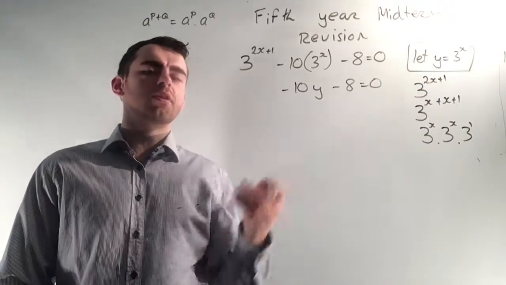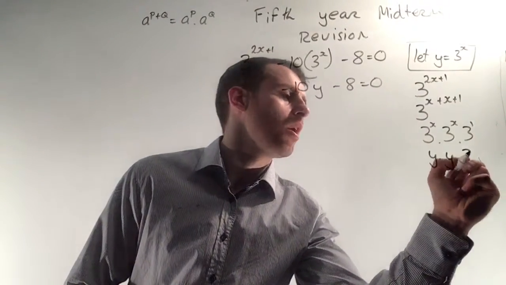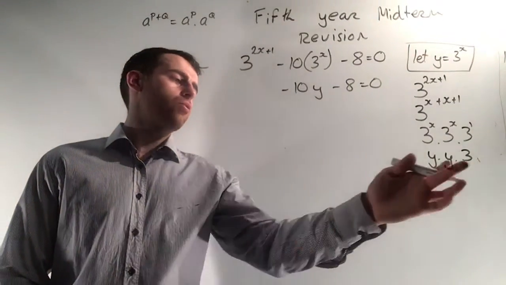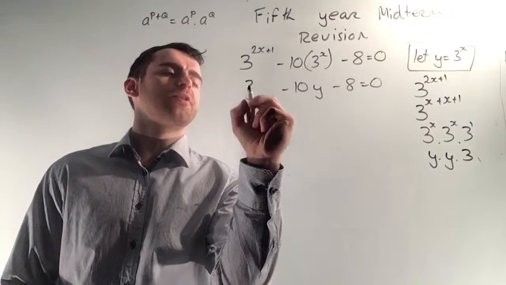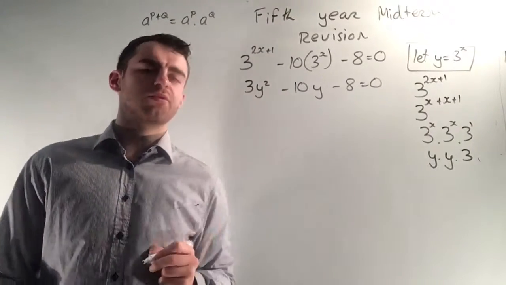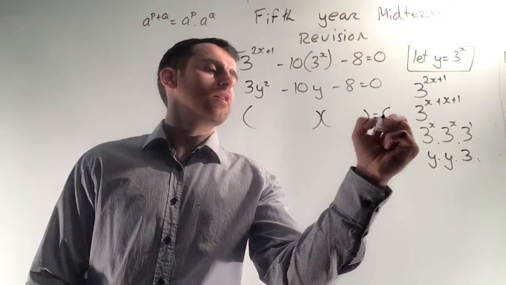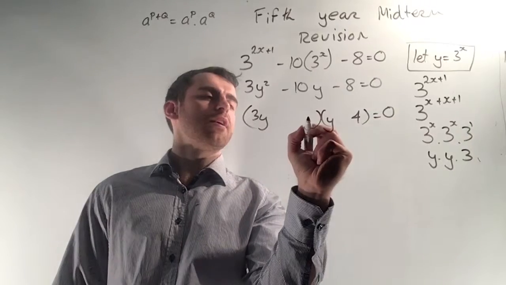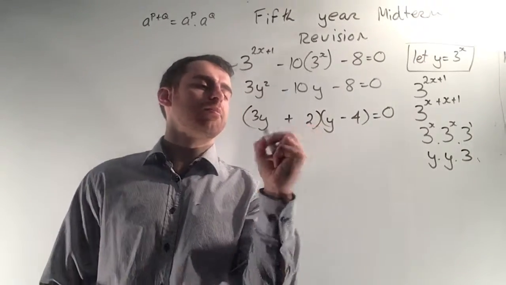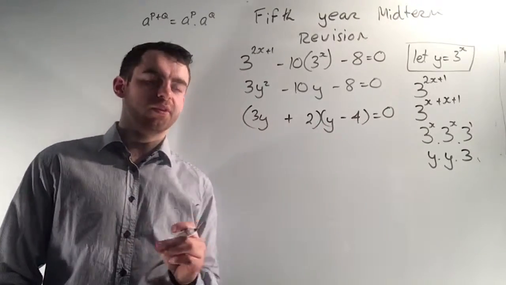Now I can go back up and look at my substitution. That just means that this is y multiplied by 3. 3 by y works out as 3y squared. So my first term here just simplifies down to 3y squared. Now if you were to factorize this, your factors would work out as 3y and y, 4 and 2, minus and plus. Okay, so you get 3y plus 2 times y minus 4 equals 0.